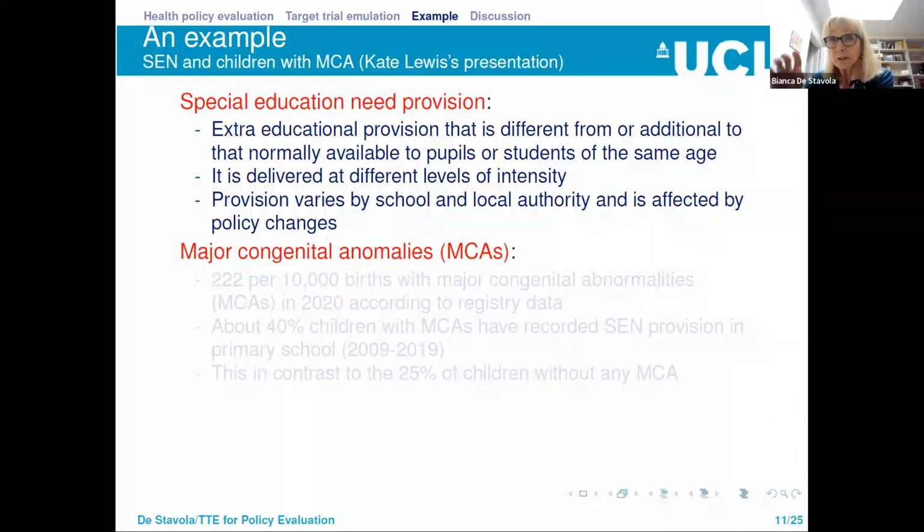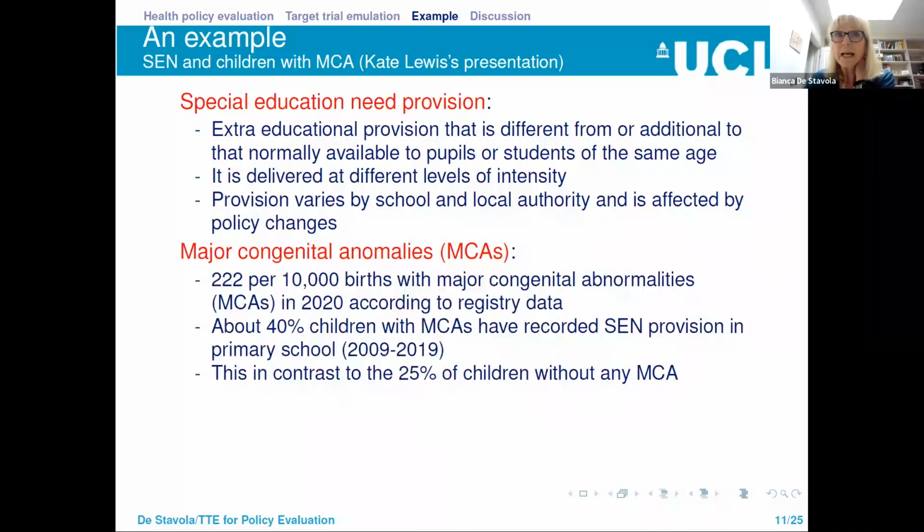The group of children in need that I will discuss today are children affected by major congenital anomalies. These are anomalies that are detected at birth or soon after birth. What is known about them is that about 2% of births in 2020, according to registry data, were of children with major congenital anomalies. They cover a wide range, as you will see in the next slide.